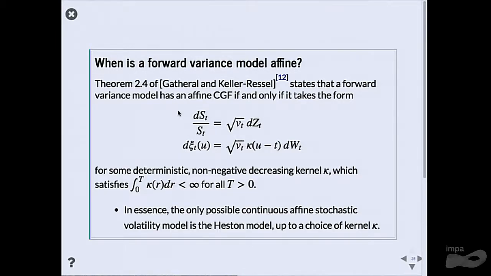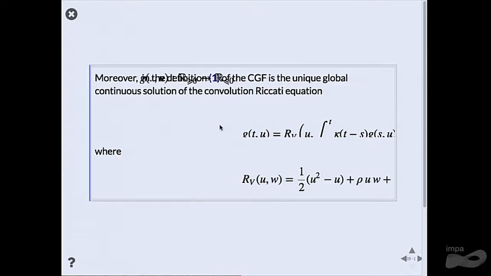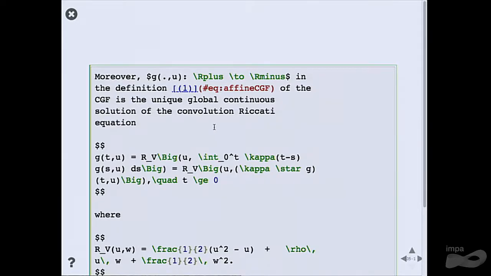So in essence, what this says is that the only possible continuous affine stochastic volatility model is the Heston model, up to a choice of kernel kappa. Moreover, we can write down the characteristic function for every such model.